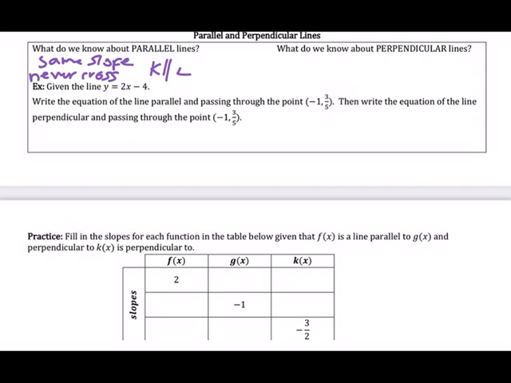What do we know about perpendicular lines? We know that they intersect at a right angle, at a 90-degree angle. We know that the notation would say line J is perpendicular, with an upside-down capital T, to line K. And you may or may not remember this, but we know that their slopes should be opposite in sign and reciprocals.